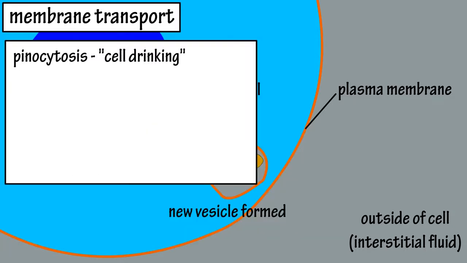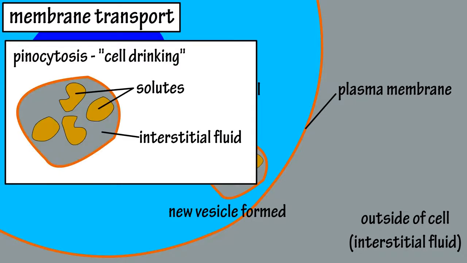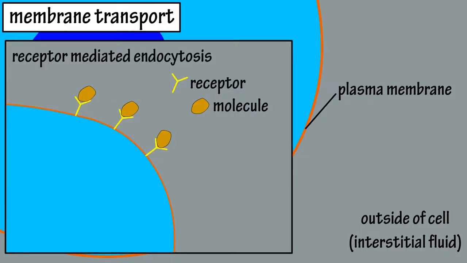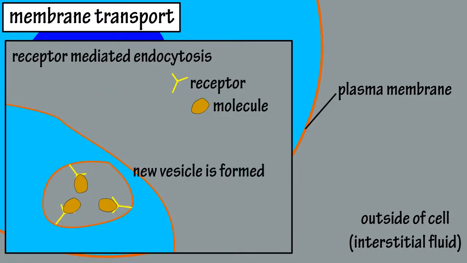Pinocytosis, which is also referred to as cell drinking, is when the plasma membrane folds inward and engulfs droplets of interstitial fluid that contain dissolved solutes that can be used by the cell. Receptor-mediated endocytosis involves using receptors on the outside of the plasma membrane. These receptors bind with molecules in the interstitial fluid, and the membrane folds, enclosing the receptors and the bound molecules, to form a vesicle for transport within the cell.